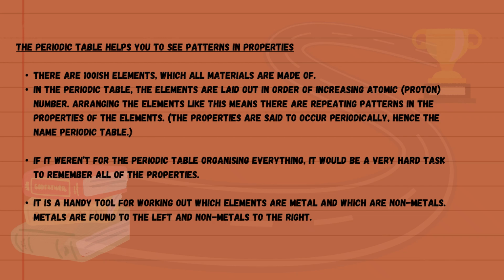If it weren't for the periodic table organizing everything, it would be a very hard task to remember all of the properties. It is a handy tool for working out which elements are metals and which elements are non-metals. Metals are found to the left of the periodic table and non-metals are found to the right of the periodic table.